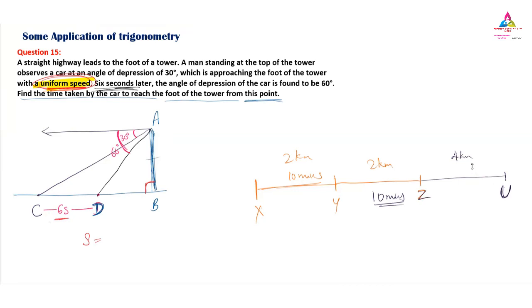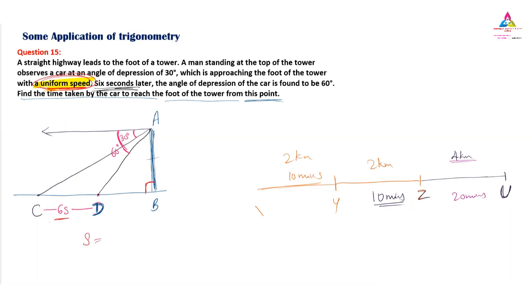2 kilometer in 10 minutes. So 4 kilometer in 20 minutes. Yes, very good. So 2 kilometers in 20 minutes. So this is called the uniform speed. So the car is moving at a uniform speed. This is the way they have given it.